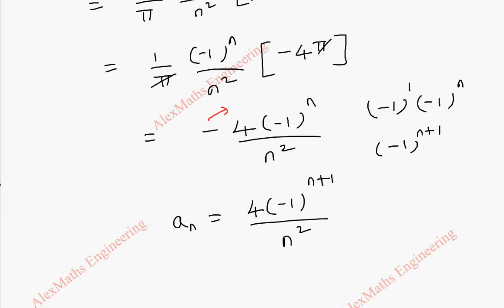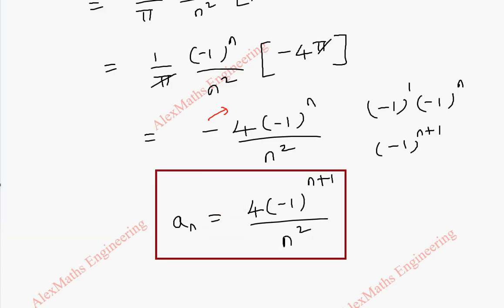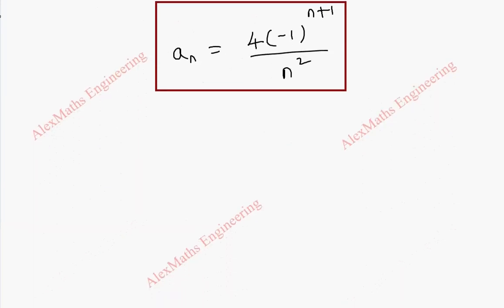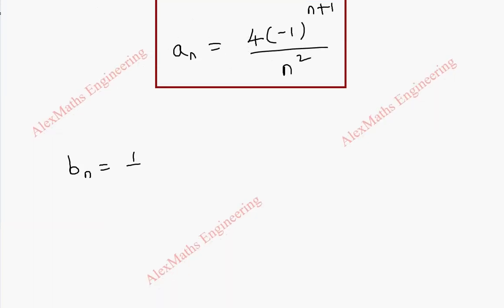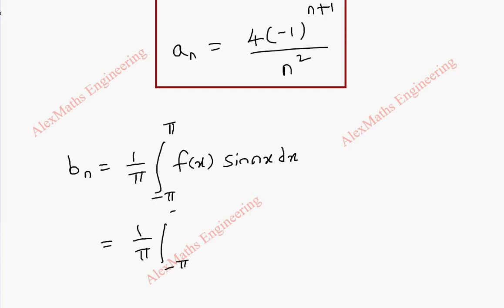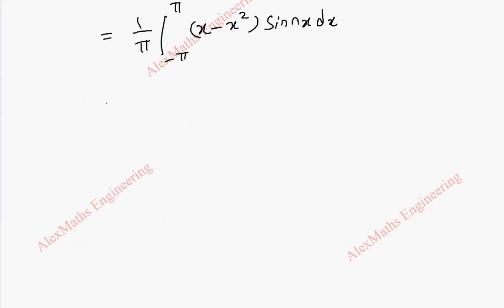Now we have to find bn in the similar way. So bn by formula, bn equals 1 by pi integral minus pi to pi f of x into sine nx dx, and this is 1 by pi integral minus pi to pi x minus x square into sine nx dx. We are going to take, by Bernoulli's formula, u as x minus x square and v as sine nx.